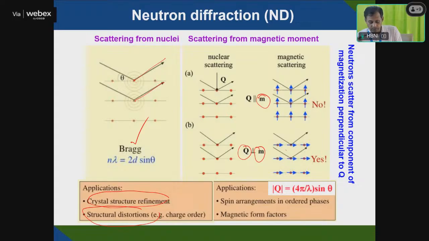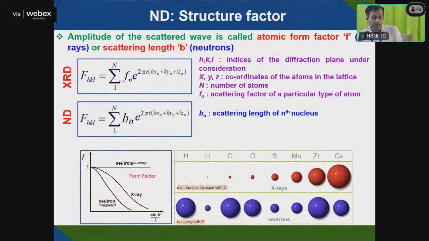So what information will you get? The magnetic information, that is, the spin arrangement in the ordered phase, as well as magnetic form factors. As I discussed already, if you look at the structure factor in the case of X-ray, depending on the Z value, for a high-Z material the diffraction structure factor will be quite high, increasing monotonically with Z.